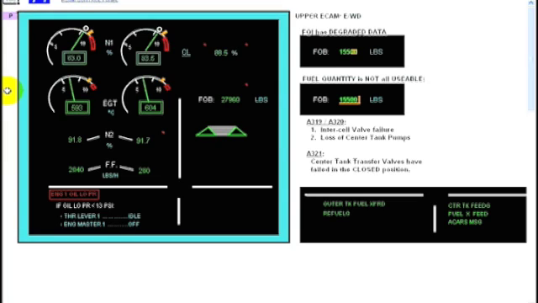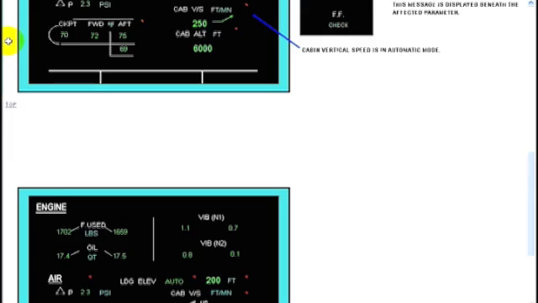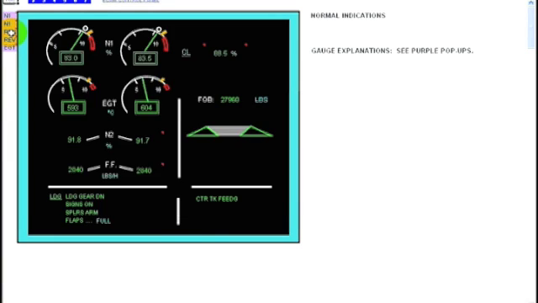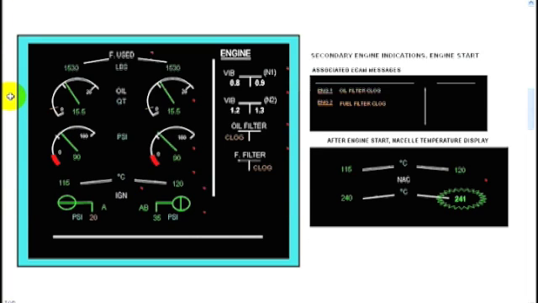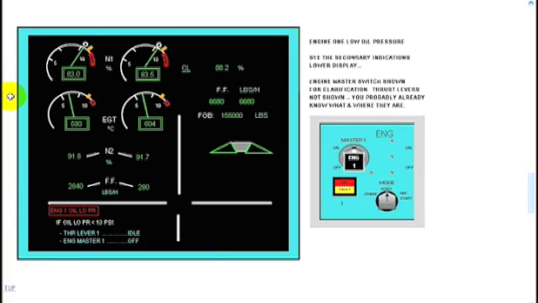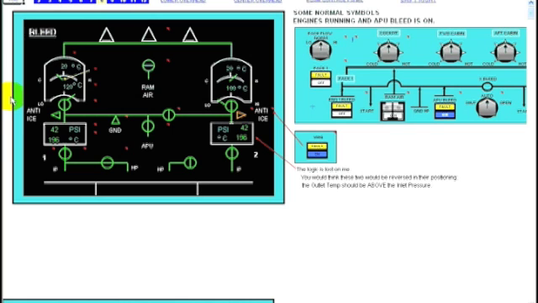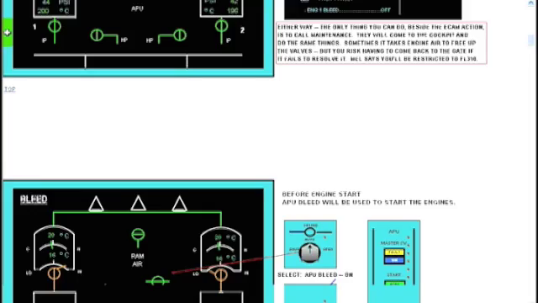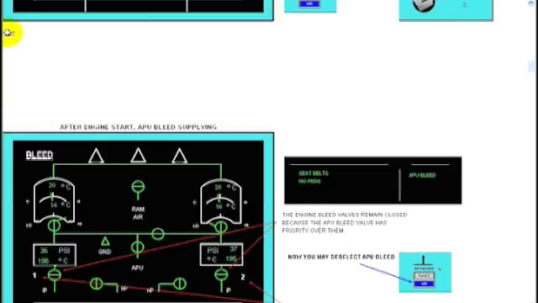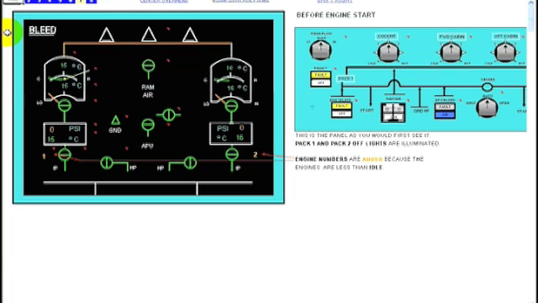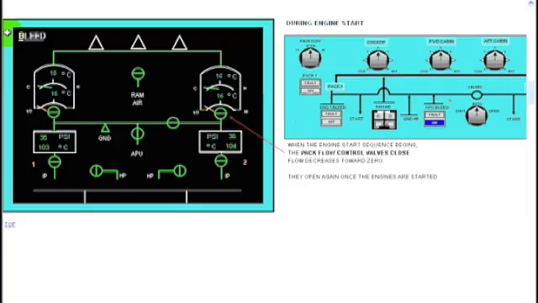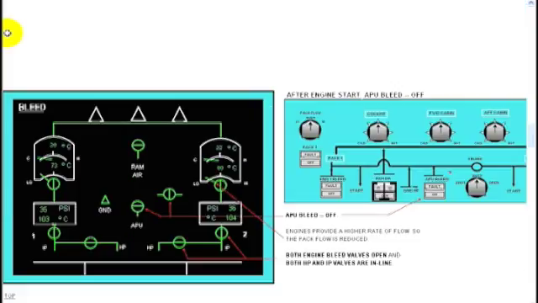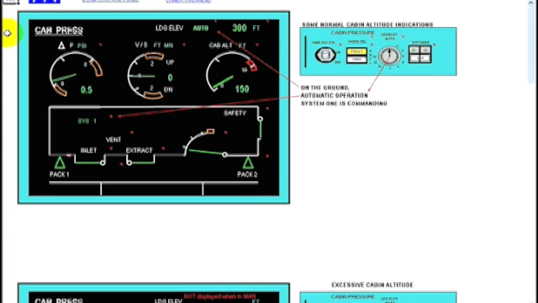This is your cruise presentation, three of those, and engines, and seven of these. We have 12 bleed engine APU situations presented, and 8 bleed air conditioning. Cabin pressure, 4 of these.